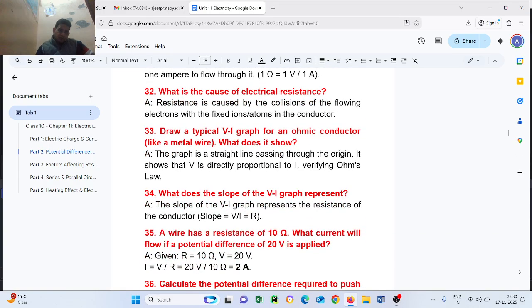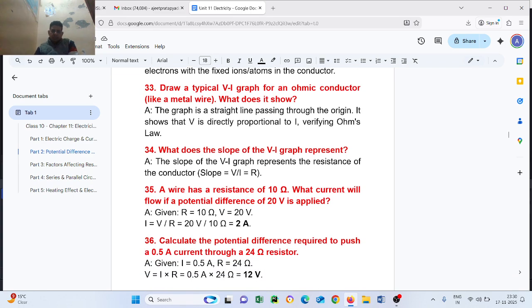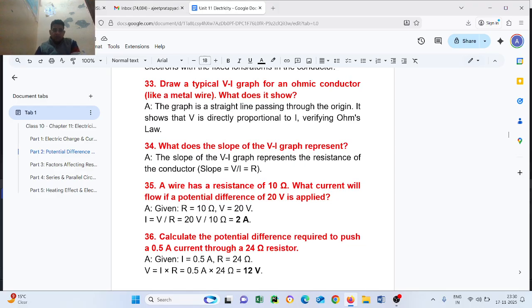Question number 34. What does the slope of the VI graph represent? The slope of the VI graph represents the resistance of the conductor. Slope = V/I = R.